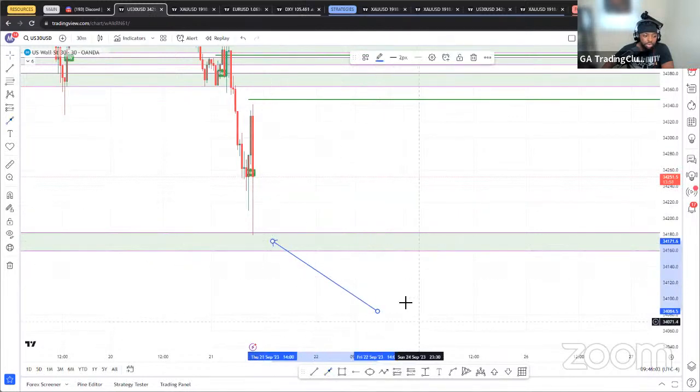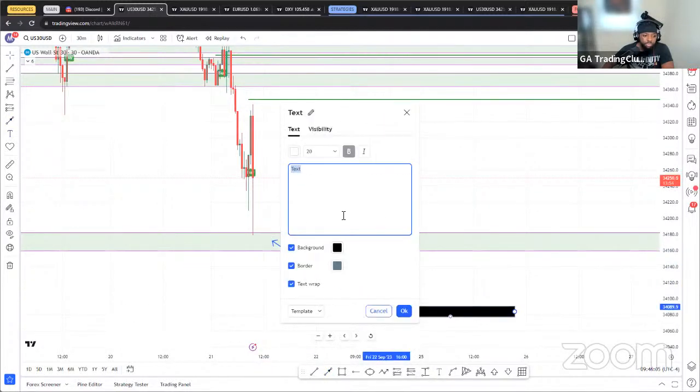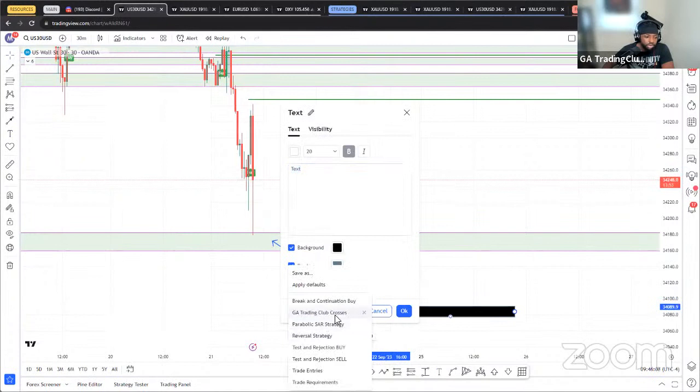For me, it's always two types of entries, so you don't have to wonder. It's either a test and rejection or a break and continuation. You can have a test and rejection and break and continuation for both buys and sells. It always depends on where your zone is relative to price.